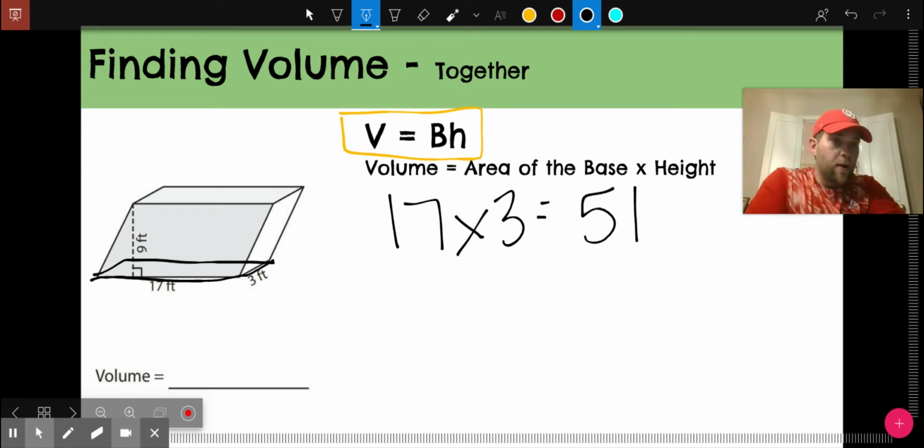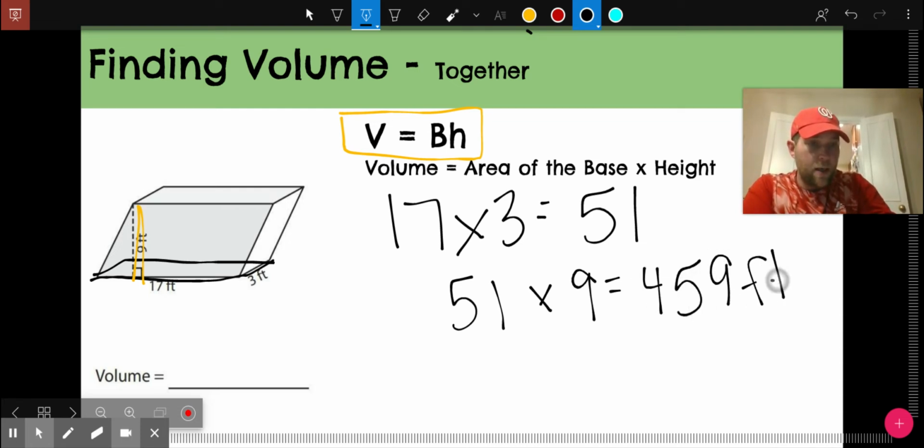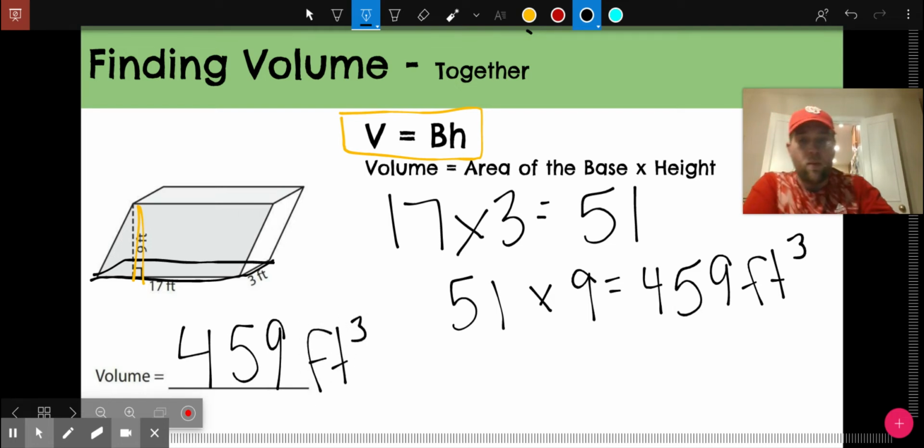After you find the area of the base, you then have to take that number and multiply it by its height. In this example, our height is 9. So I'm going to multiply 51 times 9, and when I multiply 51 times 9, I get 459 feet cubed, okay? When we're working with volume, you're going to use the cube symbol, which is just a little 3, because we are multiplying 3 measurements together in order to find the volume of our shape, okay?